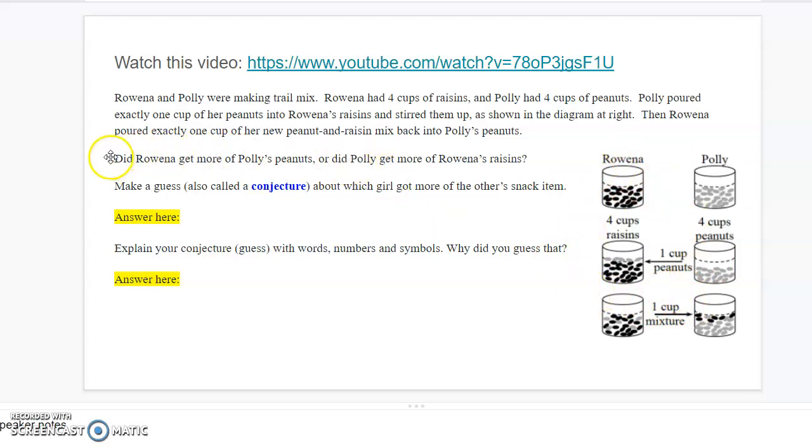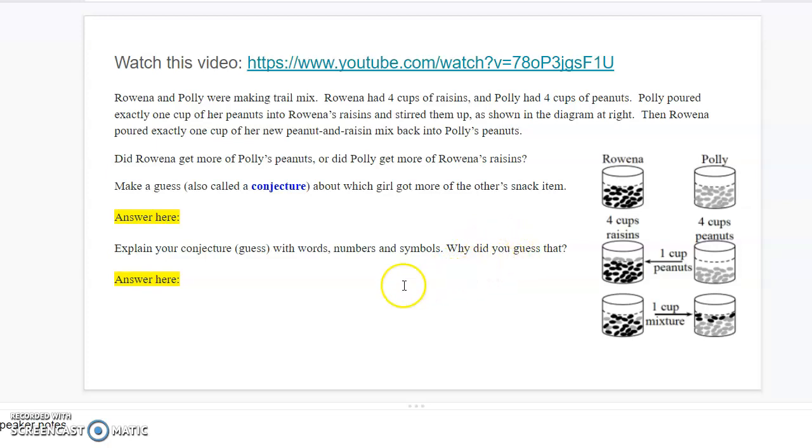So now the question goes, did Rowena get more of Polly's peanuts, or did Polly get more of Rowena's raisins? We want to know which one has more of the others. So your first thing is to make a guess, which is also called a conjecture in math terms, about which girl got more of the other snack item. So you have to guess which one got more of the other. Did Polly get more of Rowena's raisins, or did Rowena get more of Polly's peanuts? And then explain your conjecture, explain your guess with words, numbers, and symbols. In other words, why did you guess that?